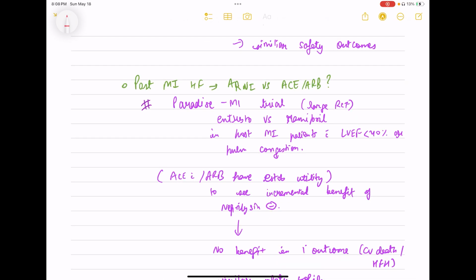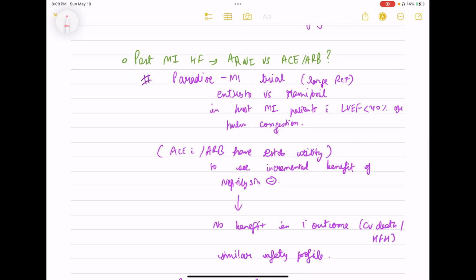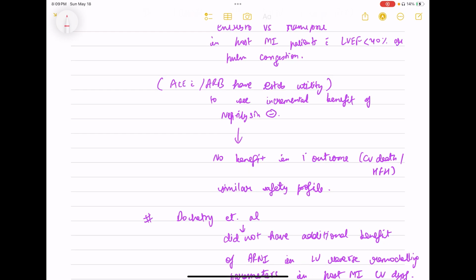Then there is the post-MI heart failure question. Is it beneficial to add ARNI for these patients, or is ACE inhibitor and ARB enough? There was the PARADISE-MI trial, a large RCT that compared starting these patients on Entresto versus ramipril within a week of their MI if they also had LV dysfunction, so EF less than 40% or signs of pulmonary congestion. Of note, ACE inhibitors and ARBs in this population already have very well established RCT-based evidence for support. So they needed to prove superiority of Entresto on top of ACE inhibitor.